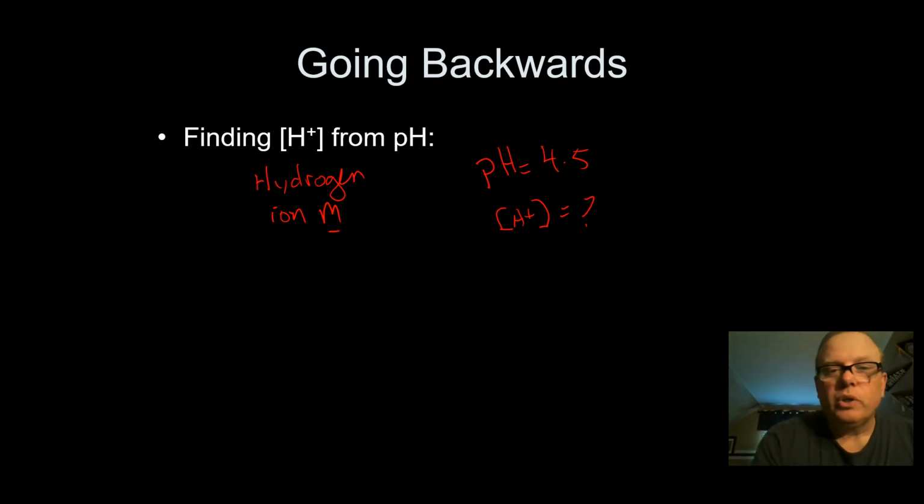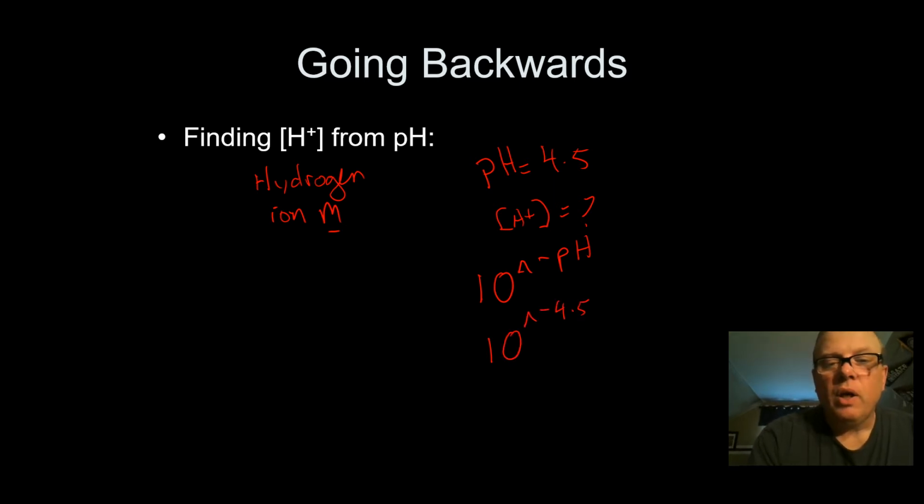Well, in order to do this, we would go backwards, and we would want the antilog of the negative pH. So inverse key, log, and then negative pH. So 10 to the negative 4.5, like this. That's how I would put it into my calculator, and I would get an answer of 3.16 times 10 to the negative 5.